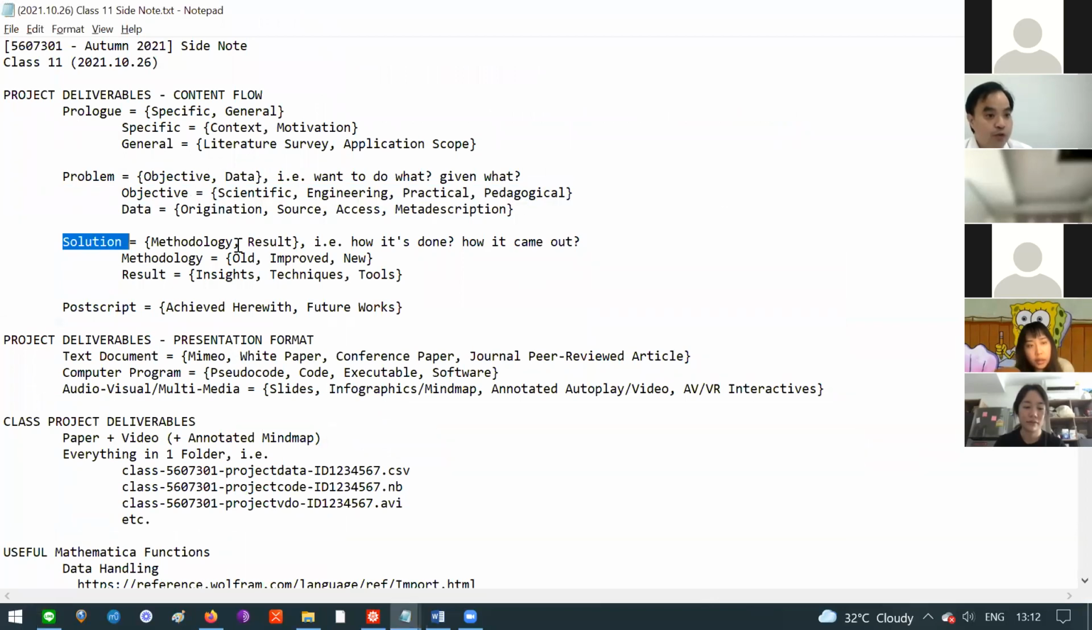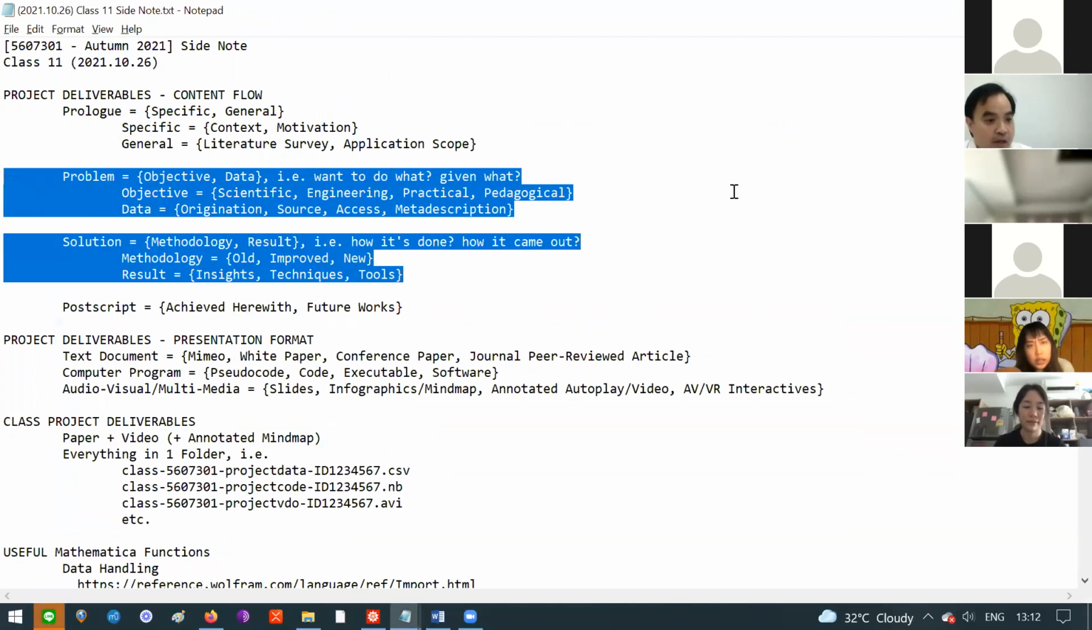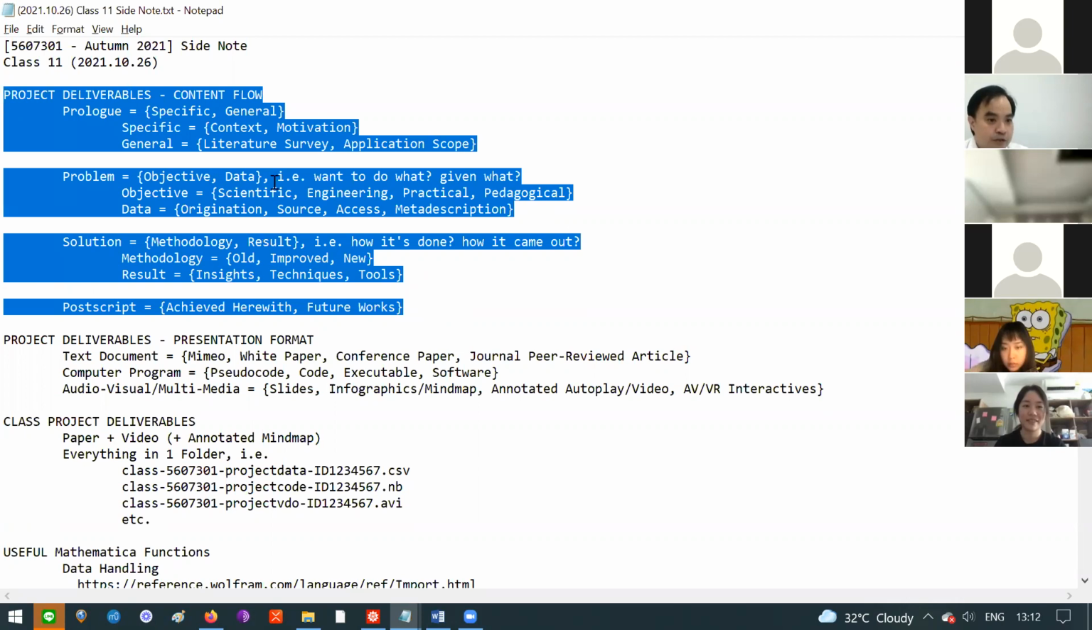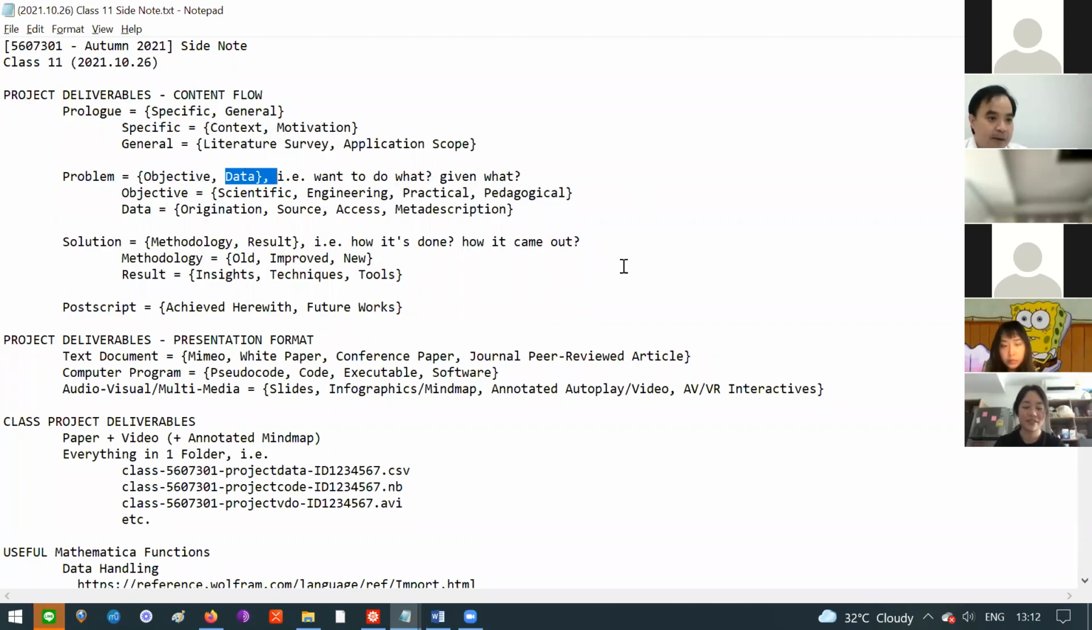This problem and solution is where you spend most of the video going over. And that solution part covers, in the paper, both the methodology part and the results. And for the problem, you say what you want to do and what kind of data you have. This is assuming we're talking about a data science project, so you spend a lot of time on the data. If it's a paper about mathematics, maybe it's about some kind of mathematical theorem, and there's no reference to data whatsoever. But for your project, definitely a big chunk of it is about what your data is.